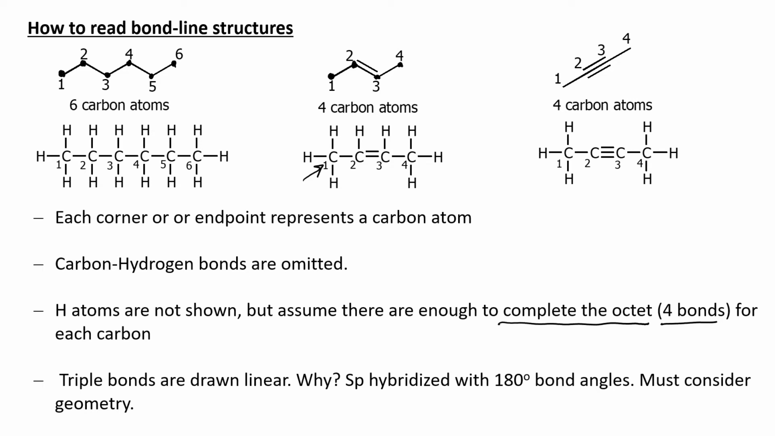We have a special case when we have triple bonds. We have to make sure that triple bonds are drawn with a linear geometry. Why? Because triple bonds are sp hybridized and they have 180-degree bond angles. We need to consider the geometry and represent our bond-line structures as closely as possible to the true geometry.